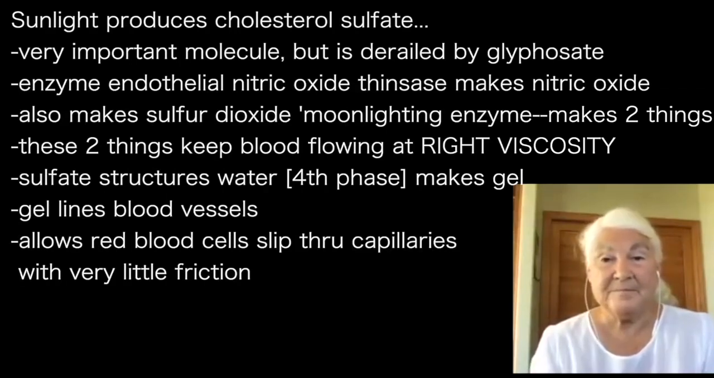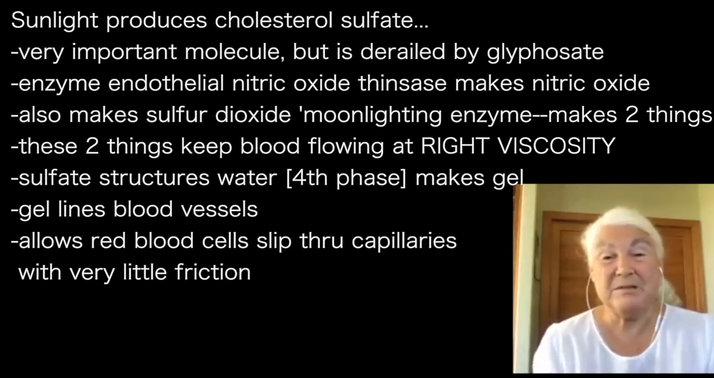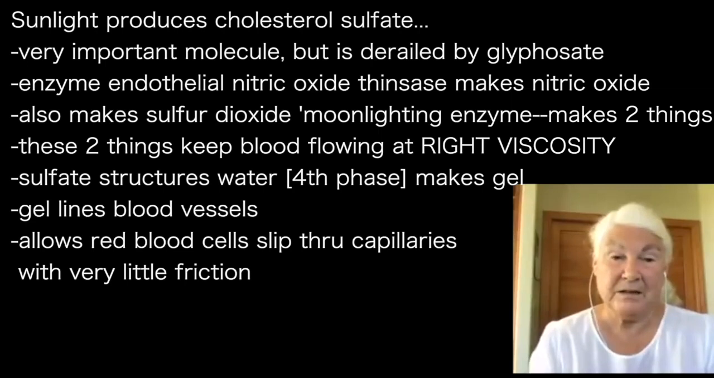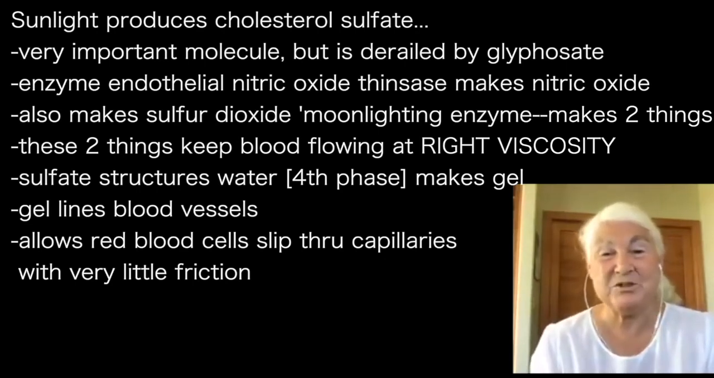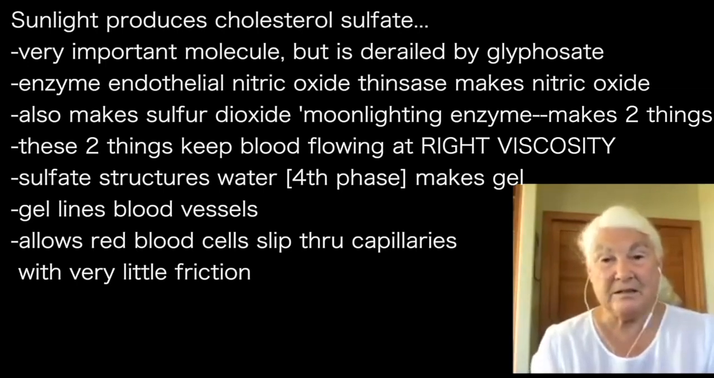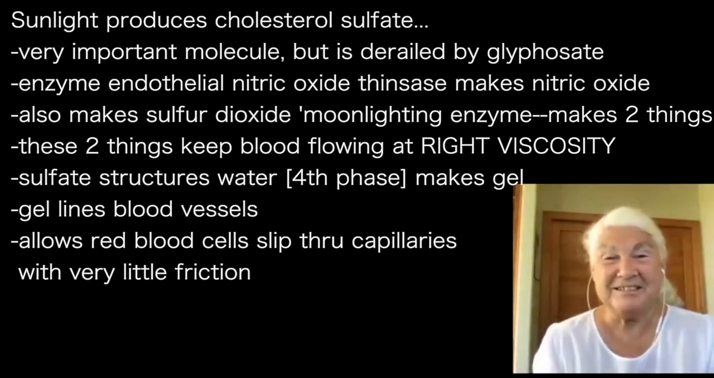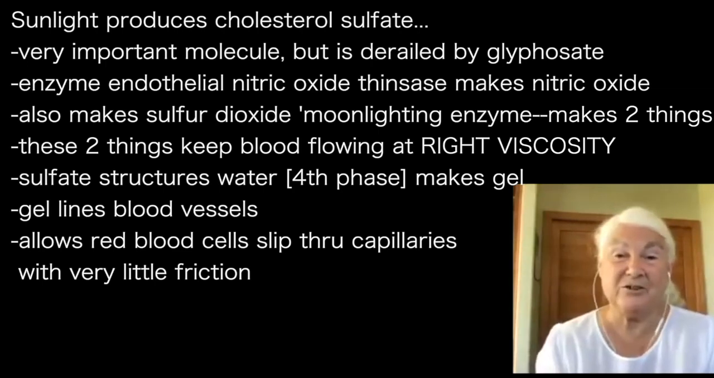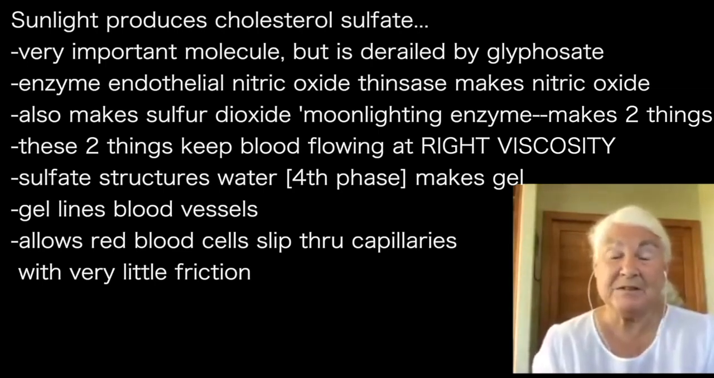And just going out in the sun will produce cholesterol sulfate. Yeah, that's right. And that's the critical one. Cholesterol sulfate is what I write a lot about in my papers. I believe it's a very important molecule, and I believe it is derailed by glyphosate because of the enzyme that makes, there's an enzyme called endothelial nitric oxide synthase, which makes nitric oxide. But I believe it also makes sulfur dioxide. It's a moonlighting enzyme, it's called. It makes two things, and it depends on where it is and the circumstances as to which one it makes. It's a kind of a yin and a yang. And those two actually work together to keep the blood circulation at the right viscosity level.